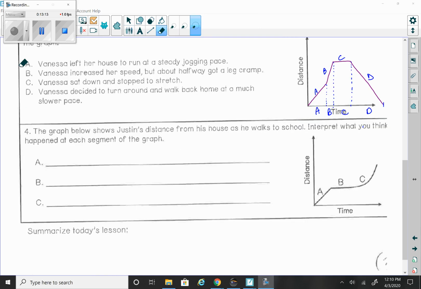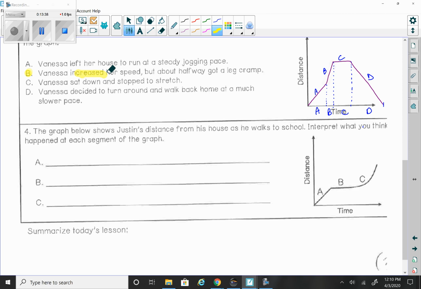So checking your graph, again, our graphs might look a little different. That's okay, but the general pattern or trends that you see should be the same. In part A, it says Vanessa left her house to run at a steady jogging pace, so we're jogging at a steady pace, a straight line because it's steady. Vanessa increased her speed, but about halfway got a leg cramp. So here's where she has her increased speed. That's B, where she increased her speed, so it's a steeper line.